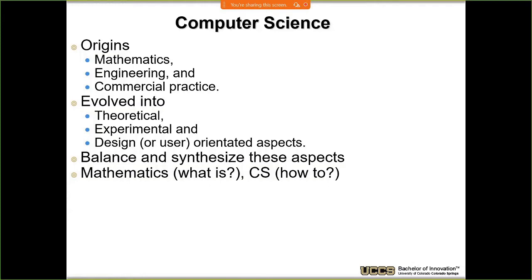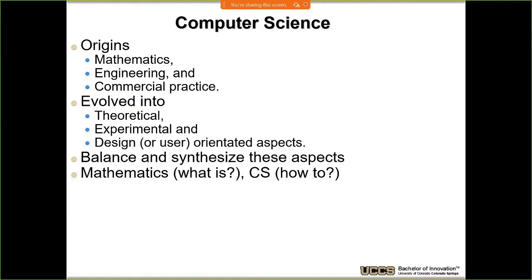So computer science as a field really grew out of a couple different pieces. Part of it came out of mathematics, part of it came out of engineering, electrical engineering and hardware, and then part of it came out of commercial practice. People want to do stuff, right? So we have multiple origins. And as the field has advanced, those different origins have different characteristics that show up in our field.